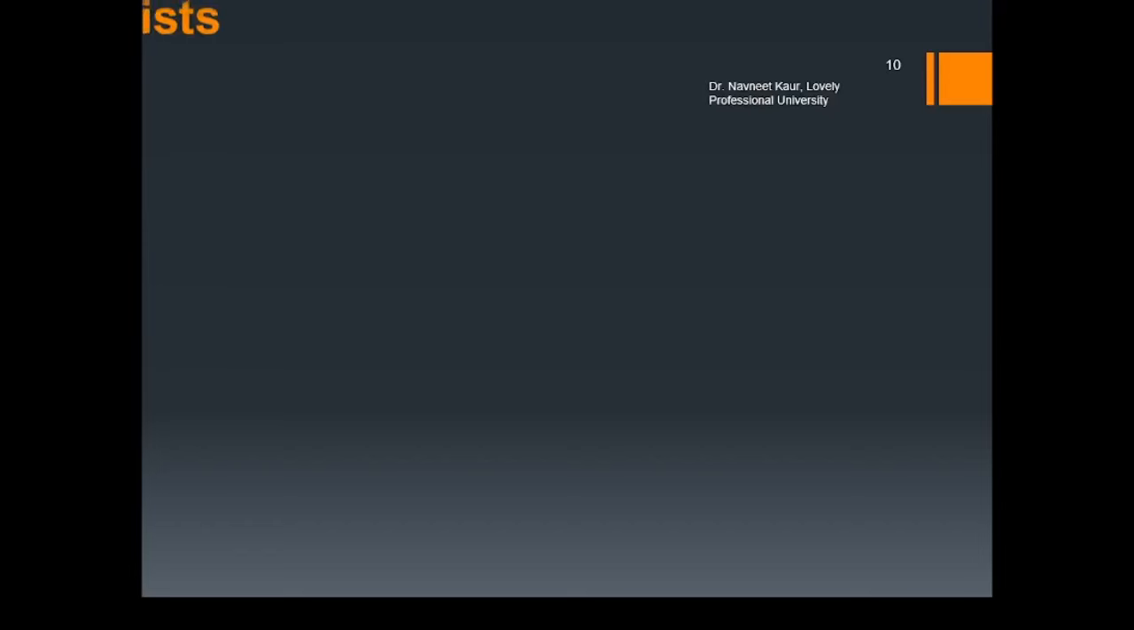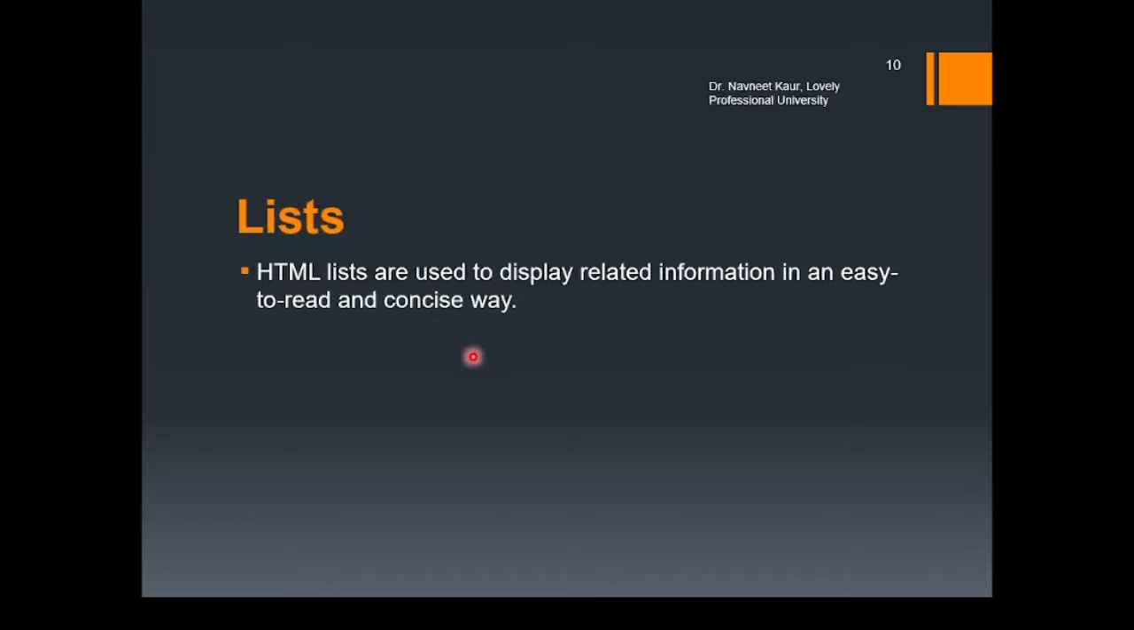Next is lists. HTML lists are used to display related information in an easy to read and concise way. These are further of 3 types. The first one is an unordered list that can be implemented with the help of a UL tag. The second one is an ordered list that can be implemented with the OL tag, and the last one is a description list. We are going to discuss all these 3 kinds of lists in detail now.